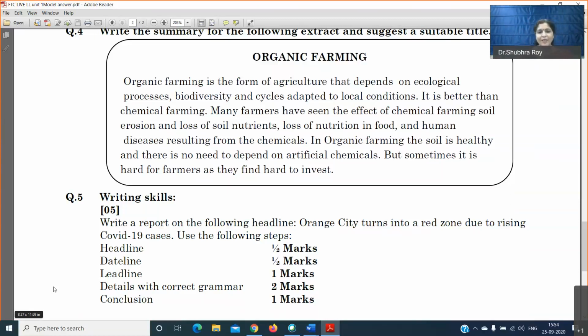Headline, half a mark. Dateline, half a mark. Lead line. Lead line means introductory paragraph. Small introductory 2-3 line paragraph that is called a lead line. Details with correct grammar, 2 marks. Grammar means the grammatical frame and sentences should be correct. There shouldn't be any grammatical error while framing the sentences. There shouldn't be any spelling error while writing the words. Okay. And finally, 1 mark is reserved for conclusion.